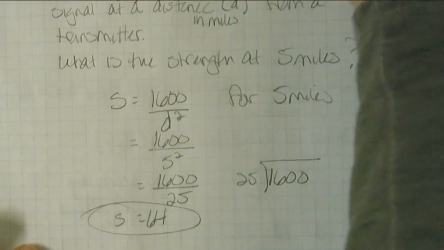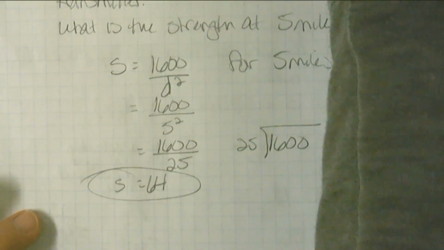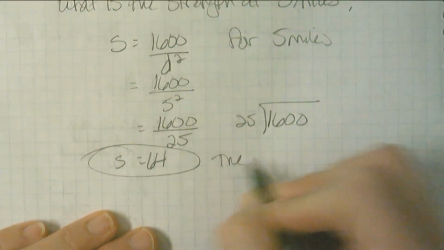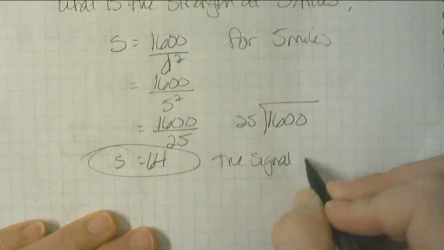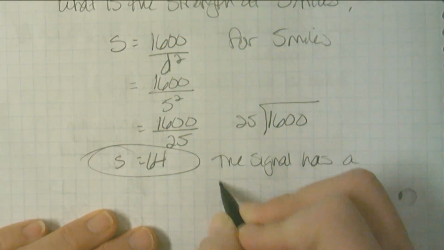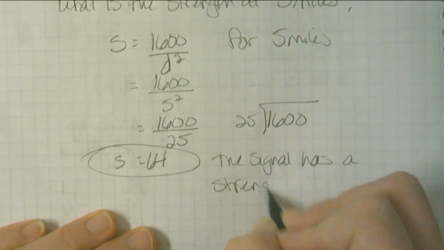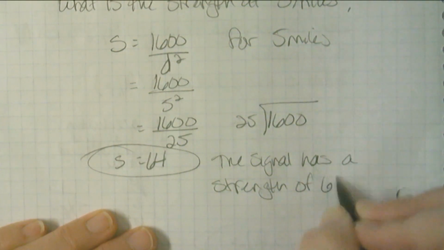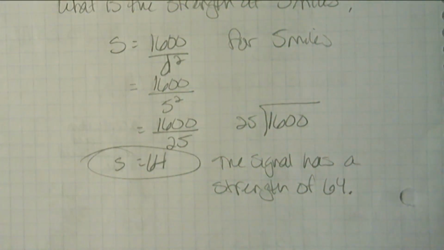And I would say the signal has a strength of 64. I'm certain that that has a unit to it, but it's not telling me in the story problem. Are you guys cool with this? Yes? Okay, you guys are good to go.